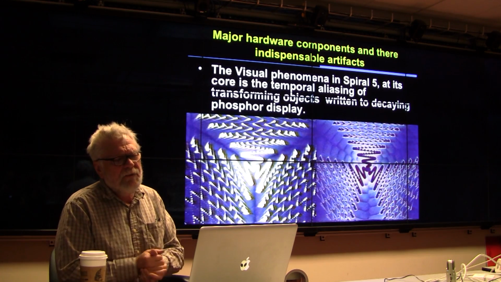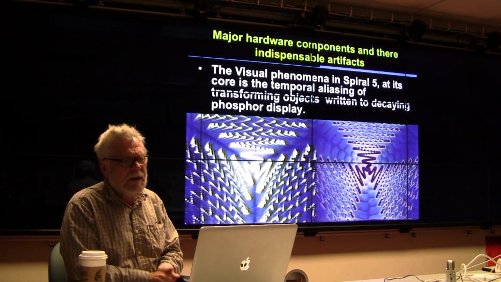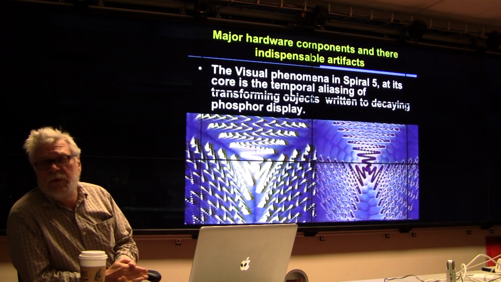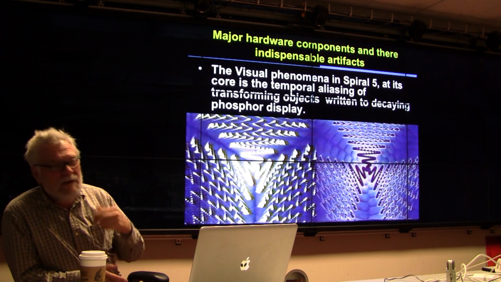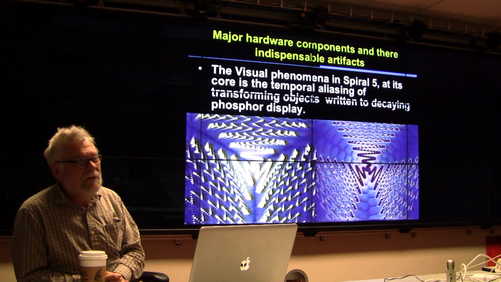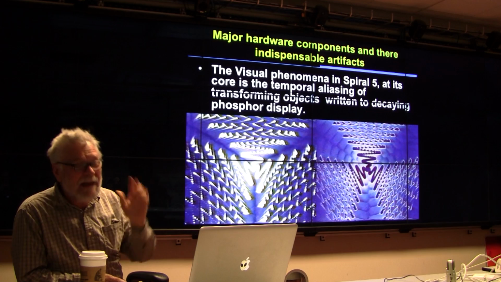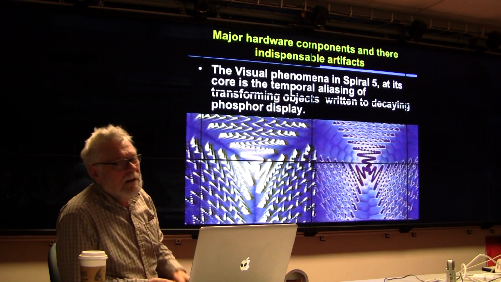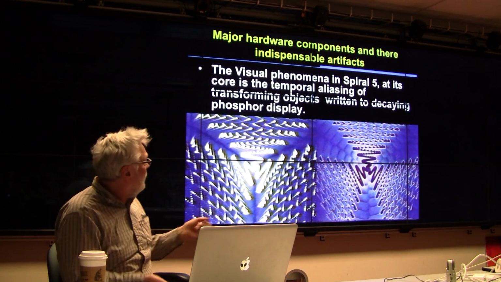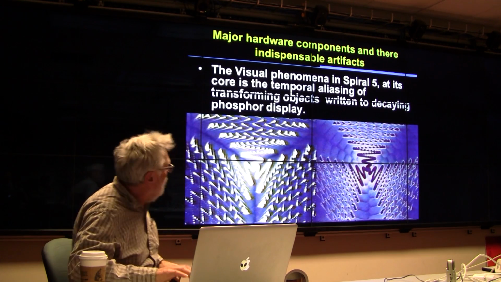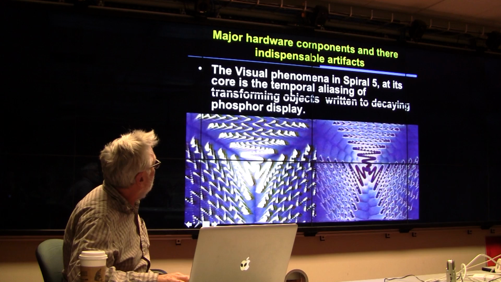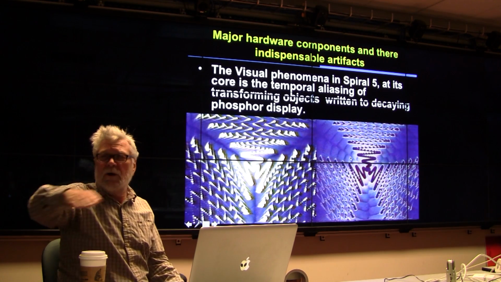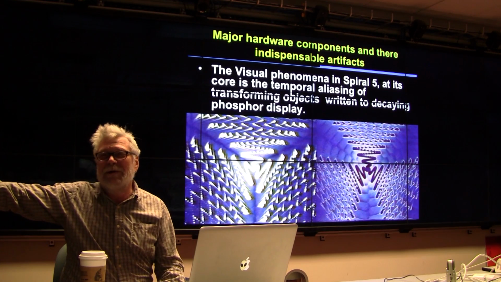Now, the visual phenomenon of Spiral 5, the reason that last thing I talked about is so important, is that really very much the core of the visual experience has to do with this phenomenon of essentially temporal aliasing, sampling not fast enough, sampling of transforming objects written to a decaying phosphor display. And you can see really quite long-lived things. For instance, if we go over here to the right, these things were probably tens of frames. It's an exponential fall-off, so it hangs out for a long time near the bottom.